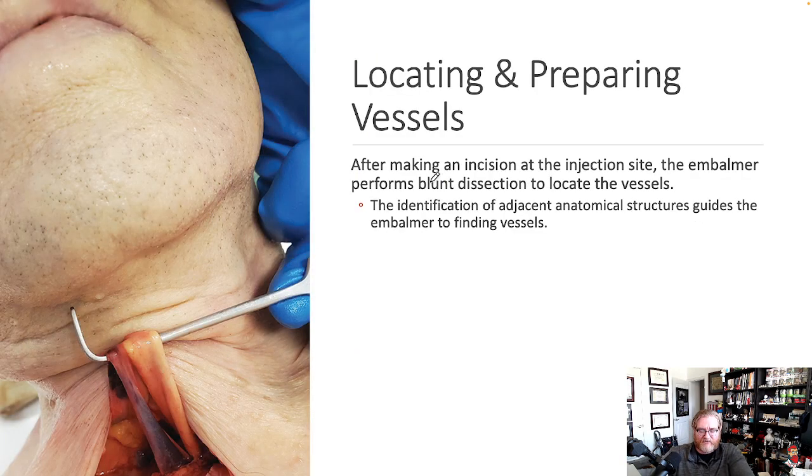After making an incision at the injection site, the embalmer performs blunt dissection to locate the vessels. The identification of adjacent anatomical structures guides the embalmer to finding vessels. So here we have an excellent example of raising a right common carotid along with a right internal jugular vein, and you can very clearly see that there is a major difference between these two.